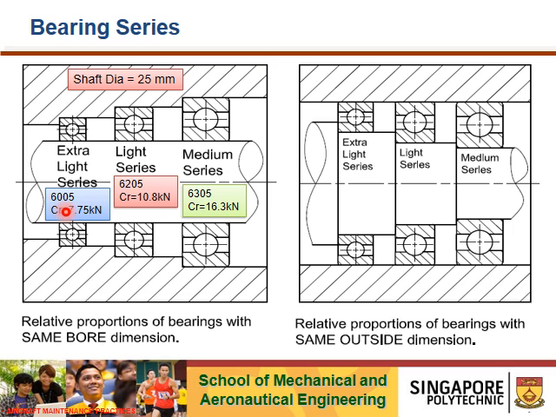So 6005 refers to extra light series. 6 refers to deep groove ball bearing. All these 3 bearings are deep groove ball bearing 6 series, where 0, 2, 3 represent the types of loading condition: extra light, light or medium loading series. And 5 is actually referring to the diameter 25. There's a type of calculation you need to know later. Further down the slides we'll talk about how we obtain from the last 2 digits and determine the shaft diameter.